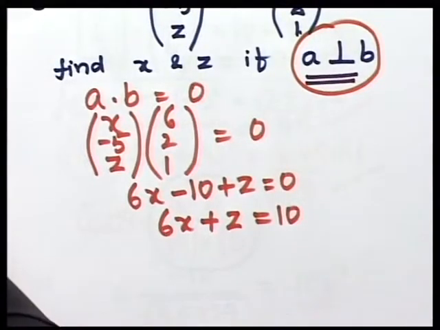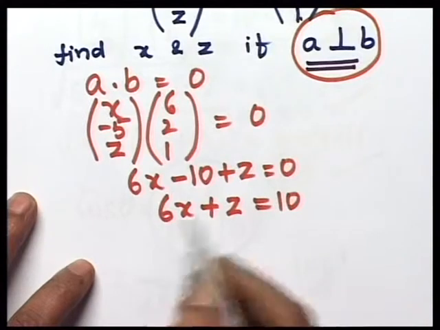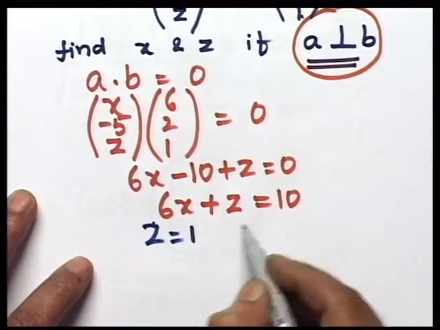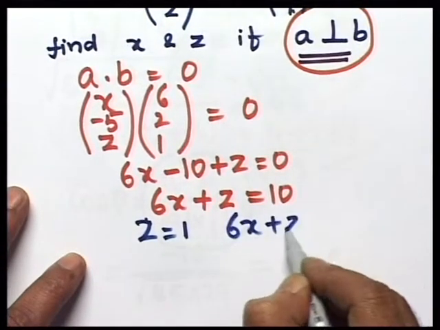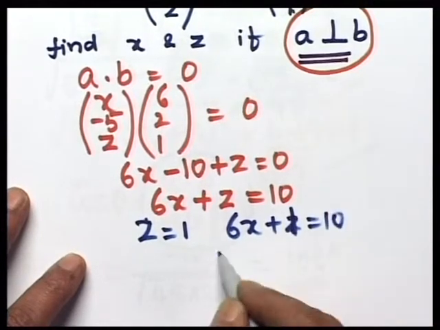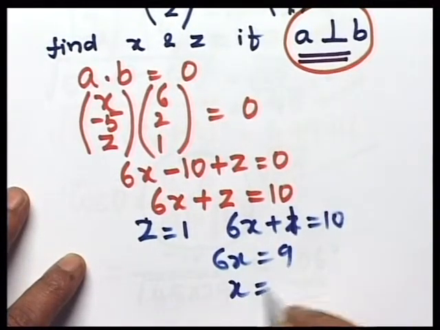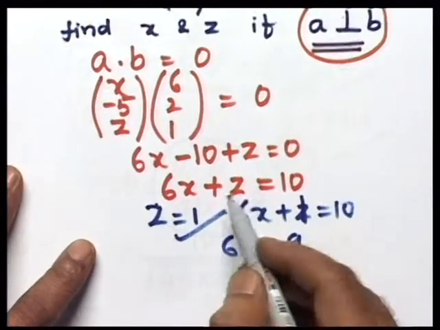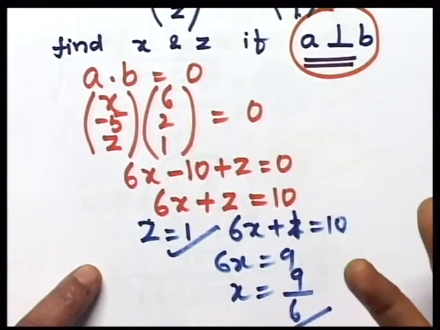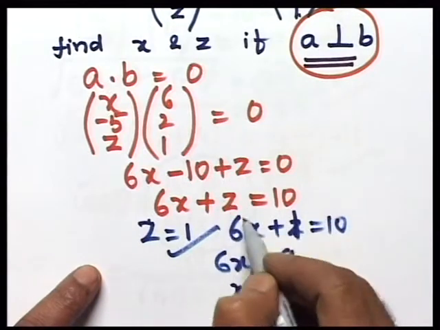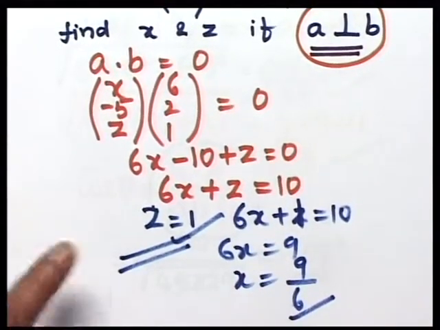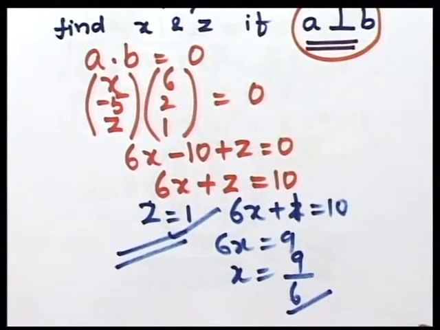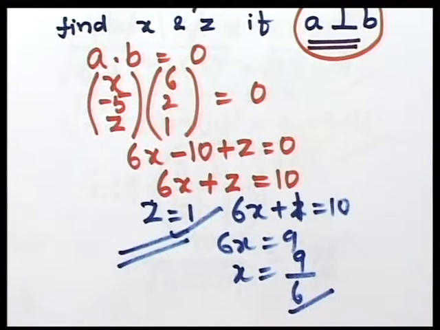So what we can say, let z equal, say, 1. Or 0. So let's say z is equal to 1. Then we will have 6x plus 1 equals 10. 6x is 9 and x equals 9 over 6. So the value of z is 1 and x is 9 over 6. If you take z as 0, it will be 10 over 6. If it's a 2, you can take any value that you like as the value of z. But non-zero vectors, that's what you need to keep in mind when you solve these sums.